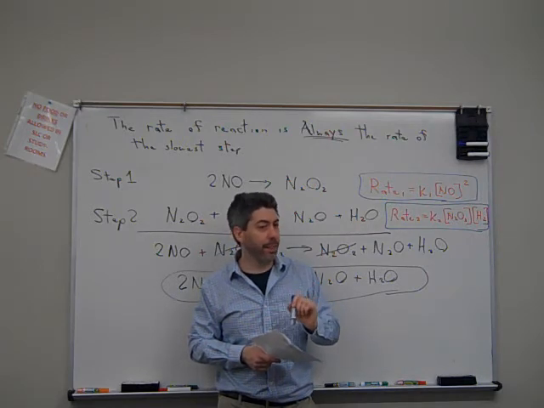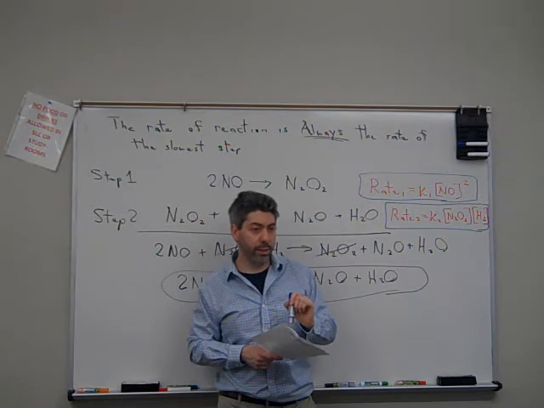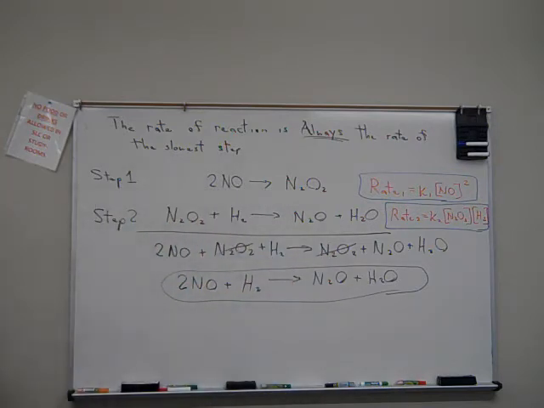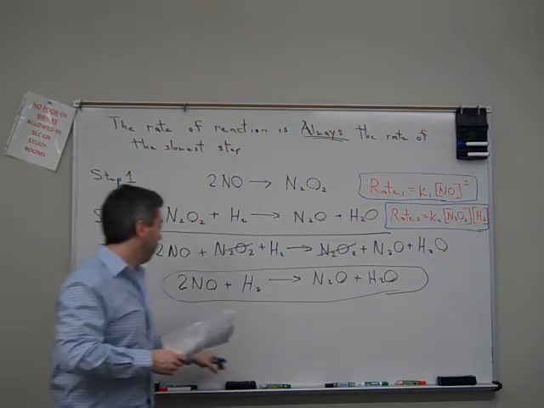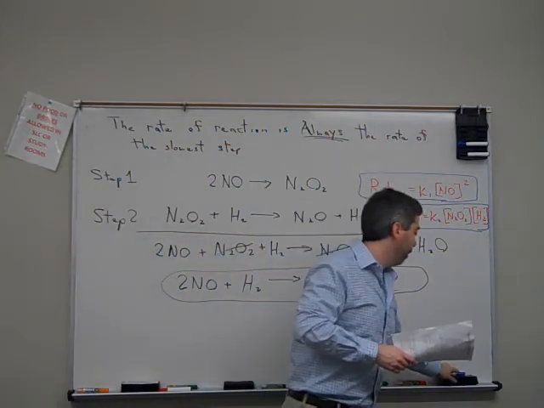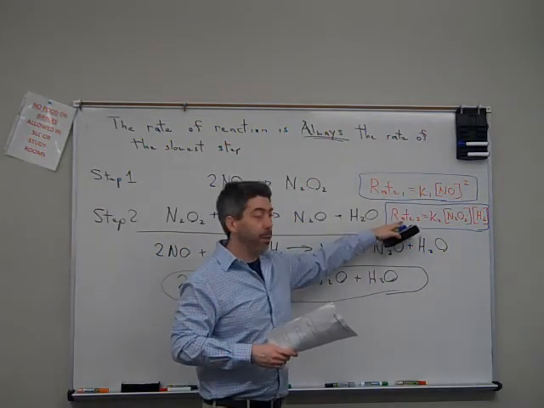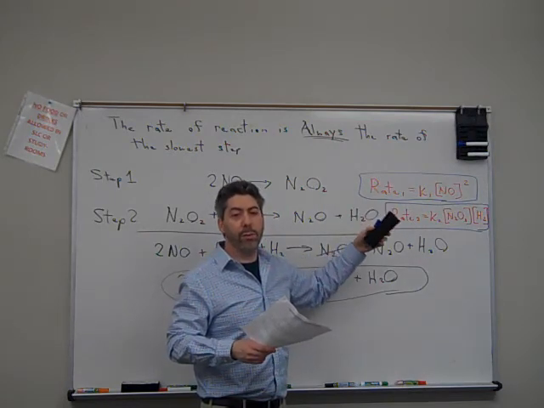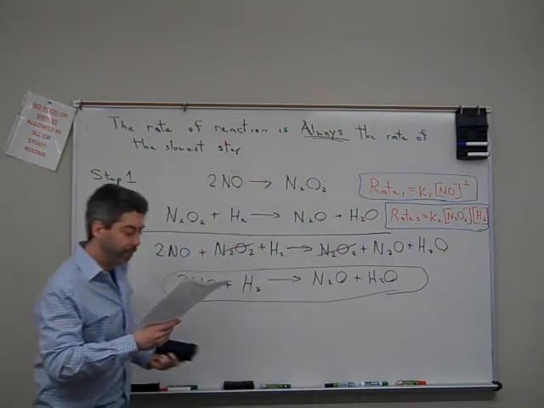Because you can't isolate an intermediate. It's used up too quickly. So you can't have an intermediate in a rate law. That doesn't help you. So in a case where you have to solve for a rate law for something where it has an intermediate like this, you have to solve for the rate law in terms of non-intermediates.